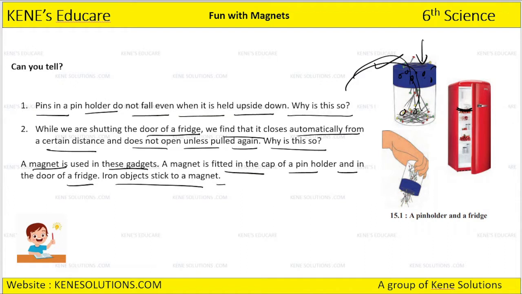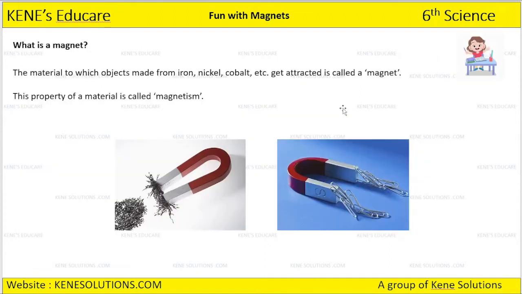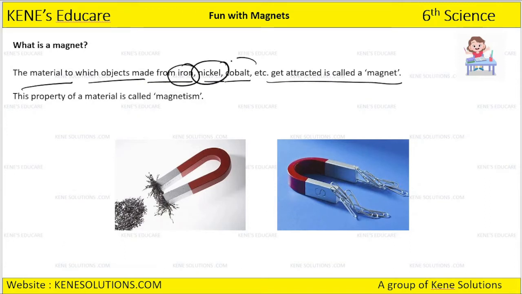तो iron object की ability क्या है? They stick with the magnet. Now what is a magnet? The material to which objects made from iron, nickel, cobalt get attracted is a magnet. So not only iron, nickel, cobalt also get attracted to the magnet.